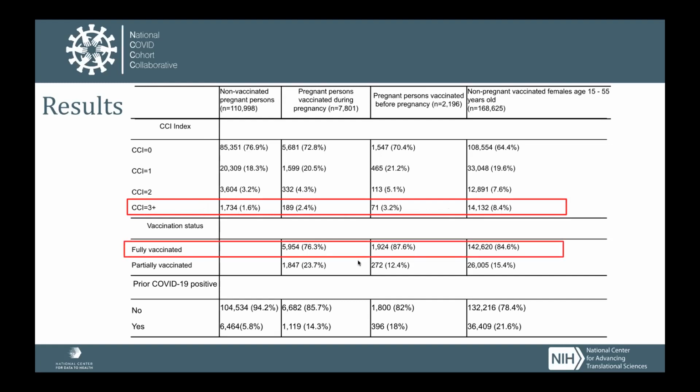For people who are vaccinated, around 80% of them are fully vaccinated. And for people who received the vaccination, as we see here, at least around 50% of them have a prior COVID diagnosis. But for those who are non-vaccinated people, they have a lower proportion of COVID incidence before the vaccination approval date.